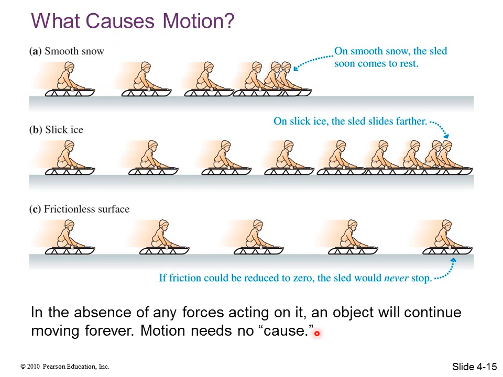So what causes motion? Objects like this on smooth snow are going to slow down, and most of y'all know that, because there's friction. You're already aware pretty much of friction in your life. If you have slick ice, this would be more like hockey players on ice. You go further because the friction is less. And then a frictionless surface, which a lot of problems will use so you can learn what's going on here. You can see the sled never stops.